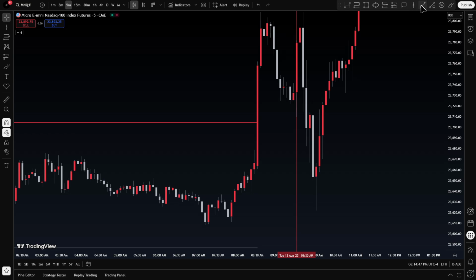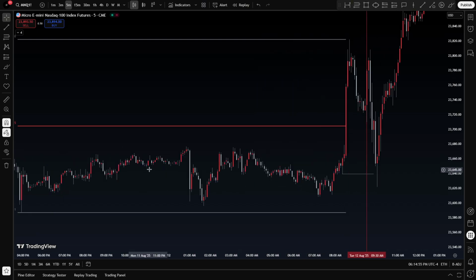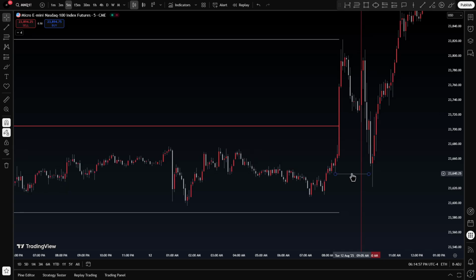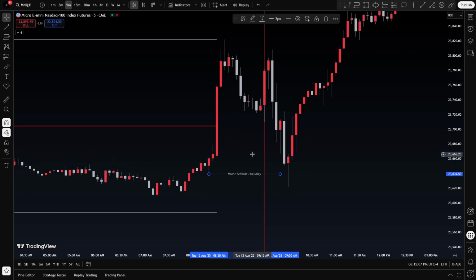Here we go. We got a form of minor sell side right there. How? Because it's just a low. Where is this low? It's within the dealing range. So what is this? This is a point of minor sell side liquidity. Does price hit it?